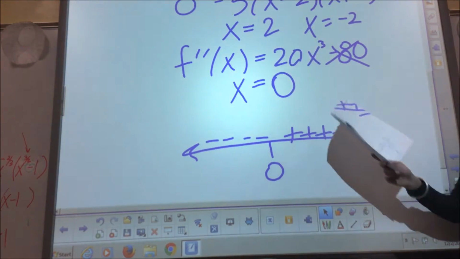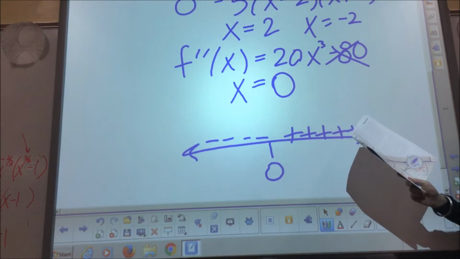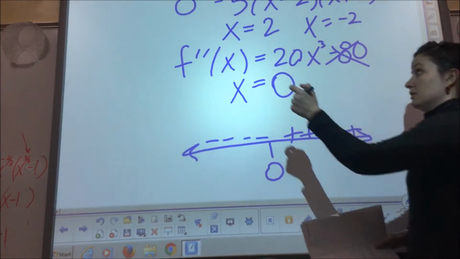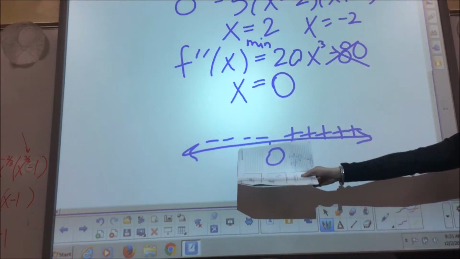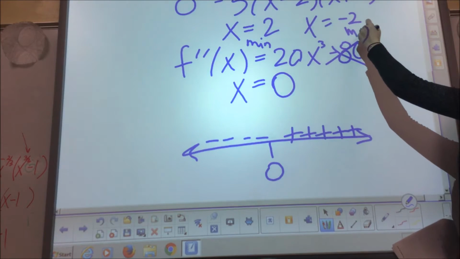So at the point x equals positive 2, what's true about the second derivative? Positive. So that makes this a local min. At x equals negative 2, the second derivative is negative, so this is a local max.